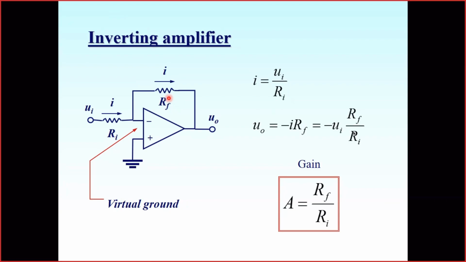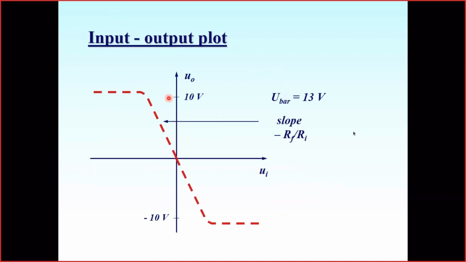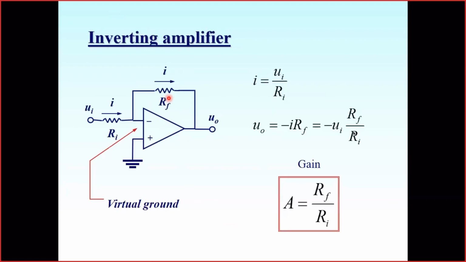And what should we do? What could we do to still have some amplification, to have some gain, and still have a high input resistance? Actually, there is nothing to do with an inverting amplifier. It always has an input resistance equal to this resistor's resistance.